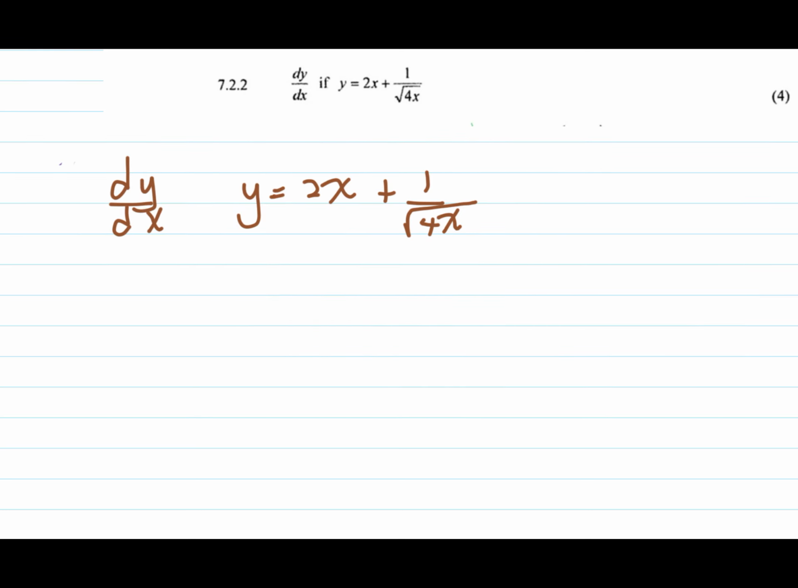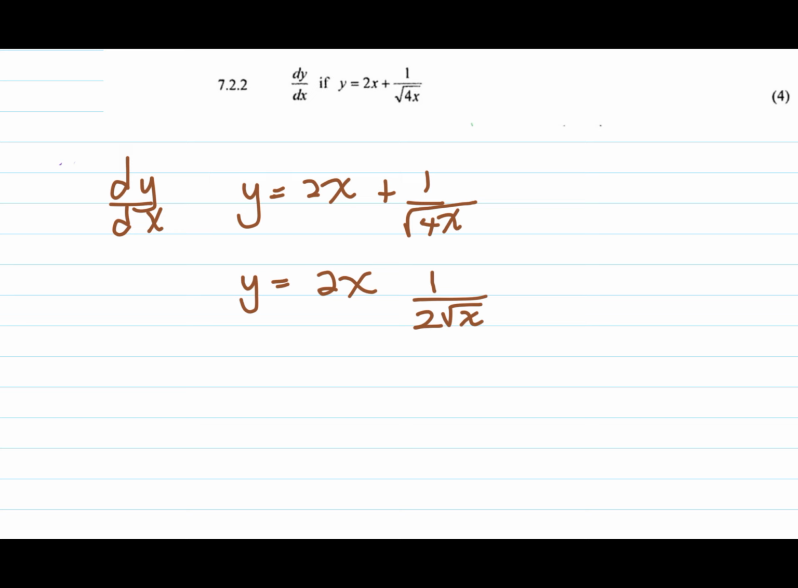Now let's move on to 7.2.2. Again, we are asked to find the derivative of y with respect to x. Okay, so let's simplify the fraction there that we have. We have the square root of 4x. So we can take the square root of 4. We know the square root of 4 is 2. And then the square root of x, of course, we will just leave it as it is.